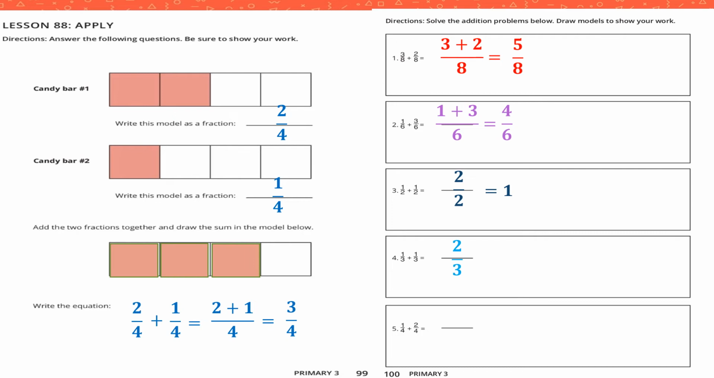The last one here, 1 over 4 plus 2 over 4. Look at the bottom, we have the same denominators, so put the denominator as it is in the result. This is step number 1. Step number 2, add the numerators together. 1 plus 2 equals 3. So the result will be 3. And the denominator doesn't change, put it as it is, 4. 3 over 4.